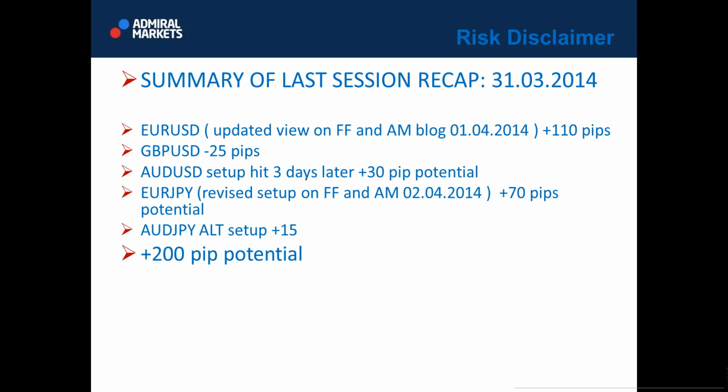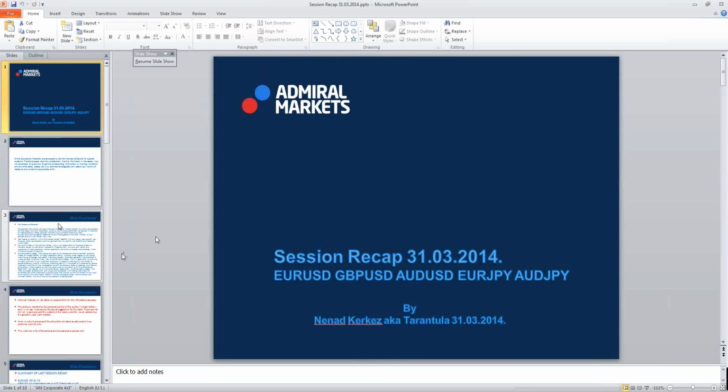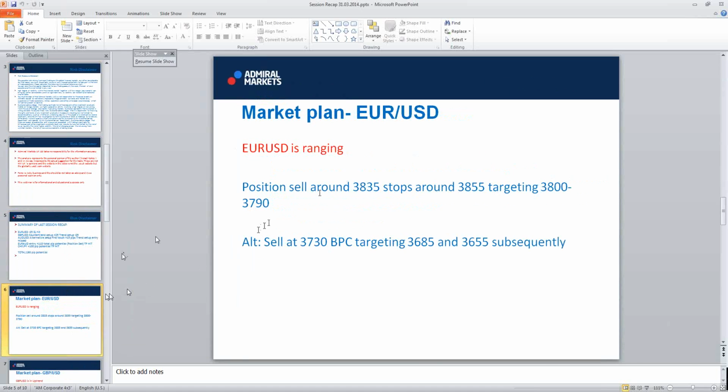Euro Japanese Yen, again a revised setup on Forex Factory and Admiral Markets for 70 pips potential on 2nd of April 2014, and Euro and Aussie Japanese Yen alternative setup, as I said, a quick trailing stop for plus 15 pips, so 200 pip potential. This was last week's possible trade.